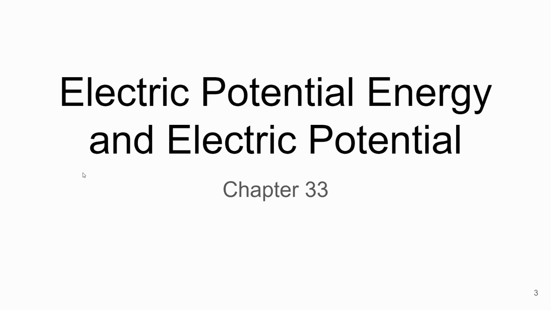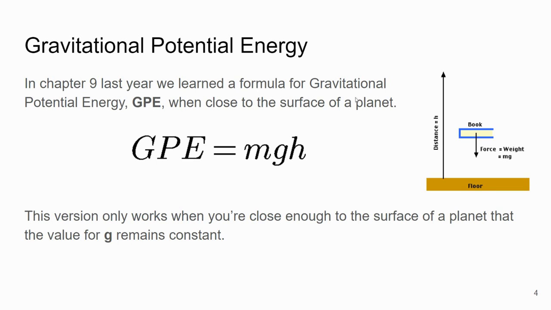So now we begin chapter 33, electrical potential energy and electrical potential. I didn't name these things. If it were up to me, I would have named them differently because their names are going to be confusing to people who are learning them for the first time. Just be aware at this point that electrical potential energy is not the same thing as electrical potential. It's messy. So yeah, here's the GPE formula.